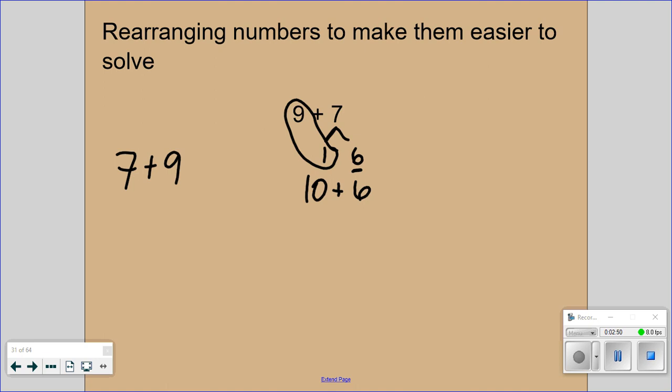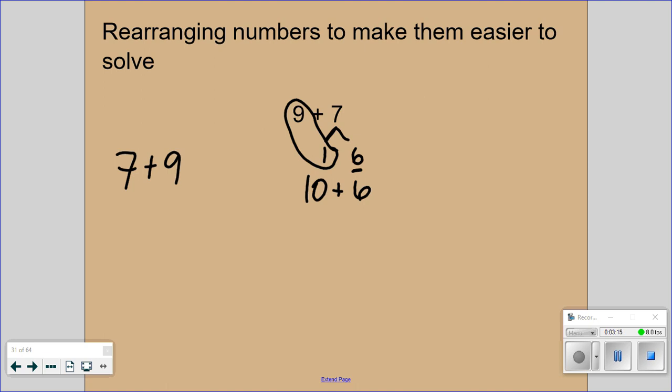Have you ever seen this before? Raise your hand if you've seen the make a 10 strategy. So the reason why we have make a 10 as a strategy is because your brain is really good at adding starting at 10. 10 plus 6 is way easier for you to solve really fast than 9 plus 7.